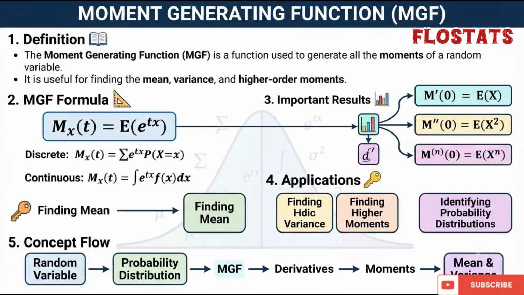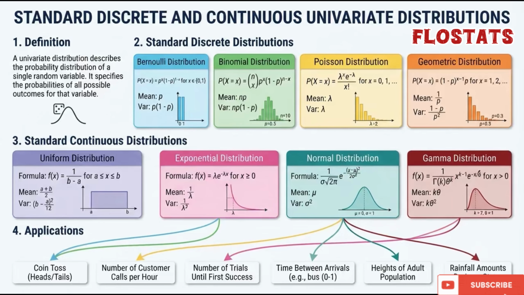The moment-generating function is used to calculate moments, derive statistical properties, and identify probability distributions. A univariate distribution describes the probability distribution of a single random variable. There are two main types of univariate distributions: discrete distributions and continuous distributions. Discrete distributions are used when the random variable takes countable values.